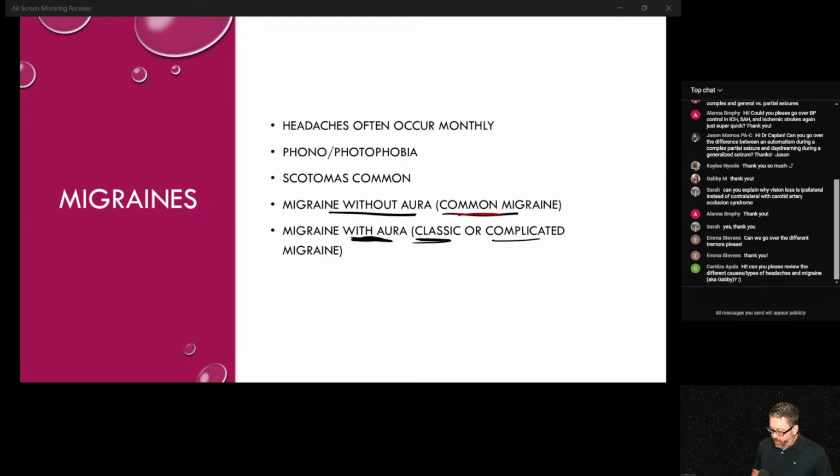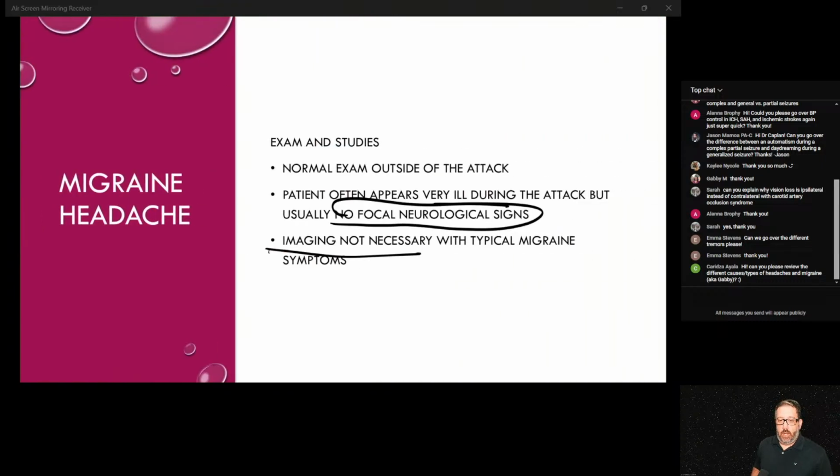Know the differentiation between with an aura and without an aura. With an aura is a classic migraine. Without an aura is a common migraine. Exam is going to be basically normal outside of the attack, but then during the attack, obviously you're going to have the photophobia, want to be in a dark room, quiet, and do their own thing.